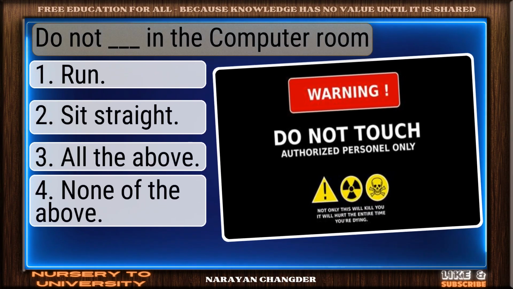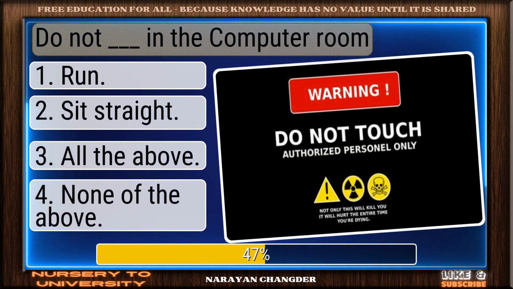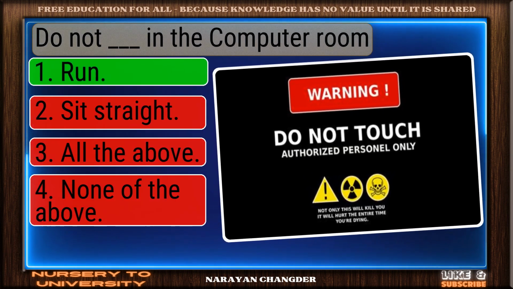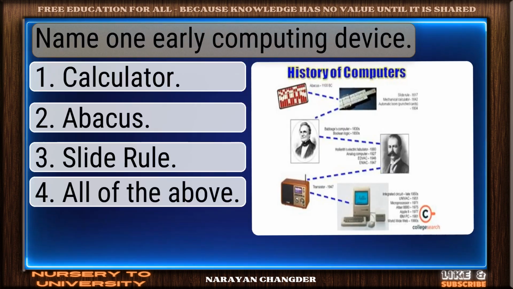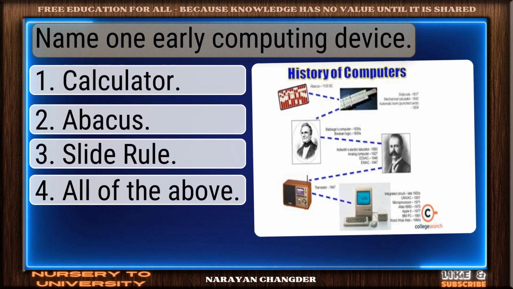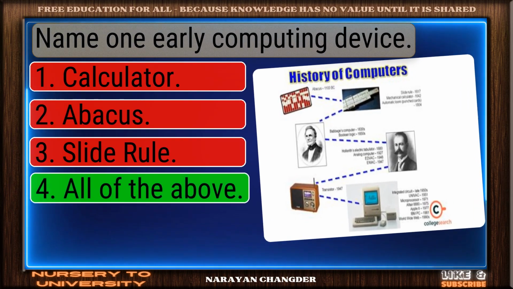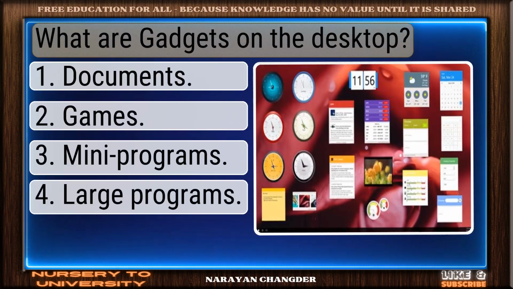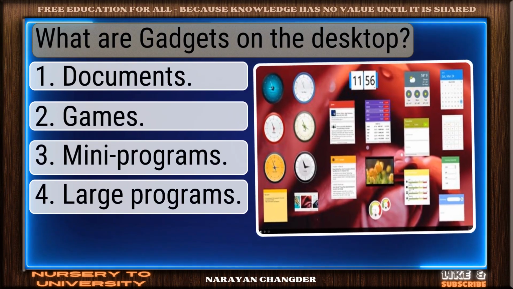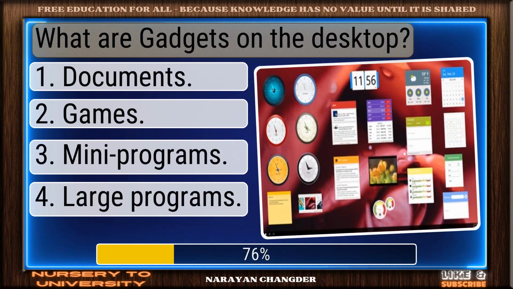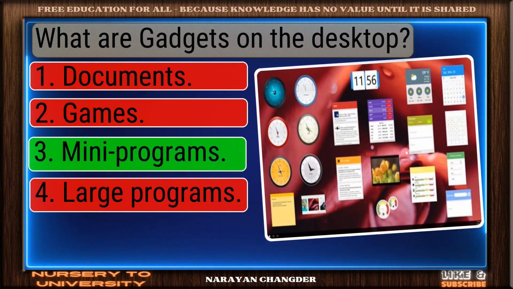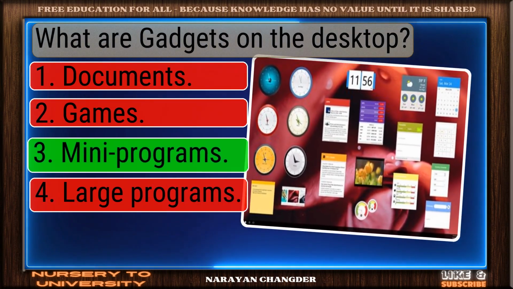Do not dash in the computer room. Correct response. Run is accurate. Name one early computing device. Right choice. All of the above is best. What are gadgets on the desktop? Nicely done. Mini programs is solid.